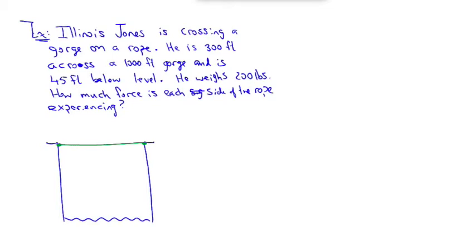So he is 300 feet across 1,000, and he's going to come down a certain distance, so let's put him here. It's an exaggerated picture. But it's better to be exaggerated than trying to be accurate with it. And he's here.